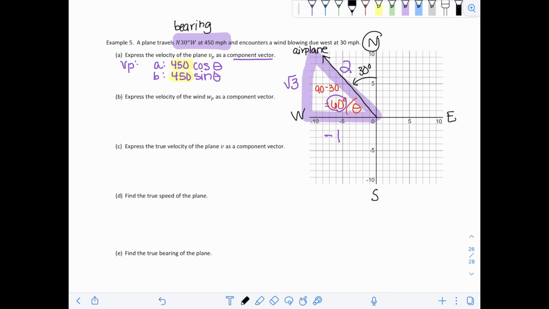Then if we just keep solving here, it's going to be 450, and cosine of that angle is going to be negative 1 over 2. And sine of that is going to be 450 times square root of 3 over 2. So our vector VP, and then I'm going to simplify it as well, like 450 divided by 2.